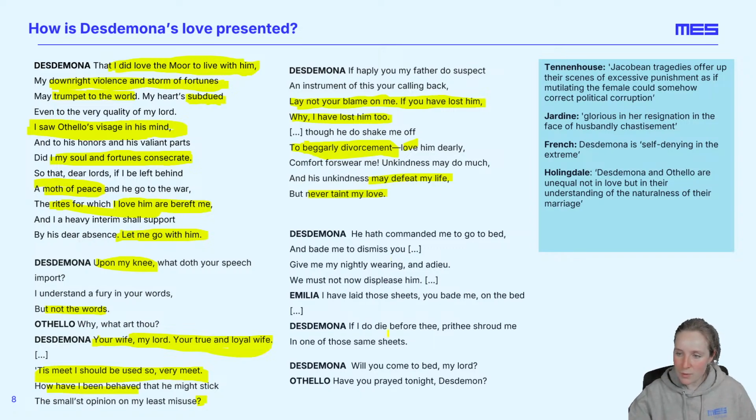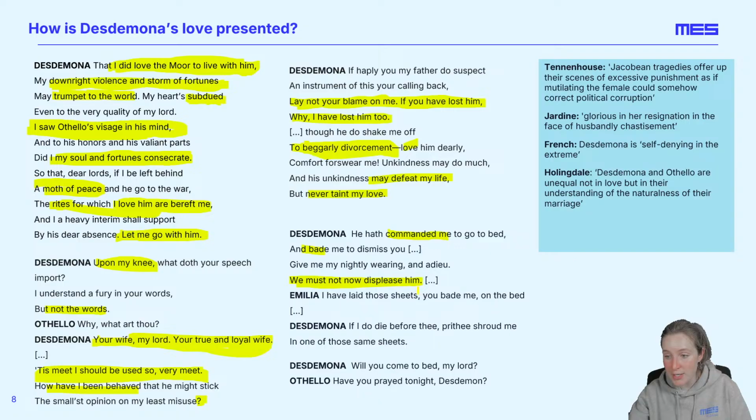And Desdemona also says to Emilia, he hath commanded me to go to bed, foreshadowing the bed he kills her in, and bade me to dismiss you. Okay, so power dynamic. Give me my nightly wearing and adieu. We must not now displease him. So thinking of her role here.